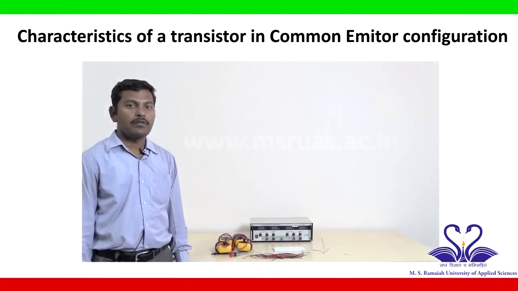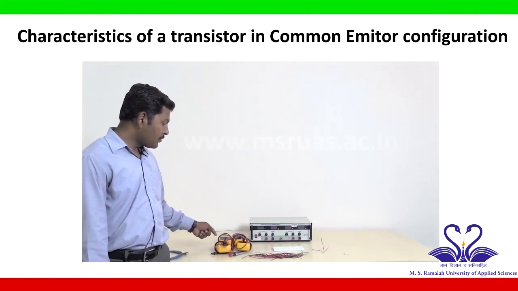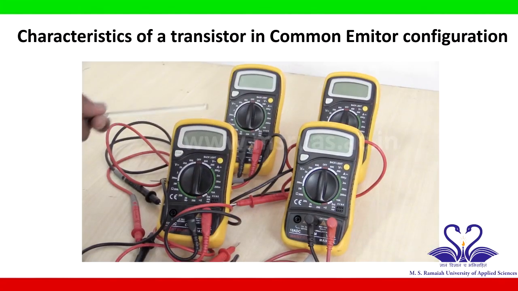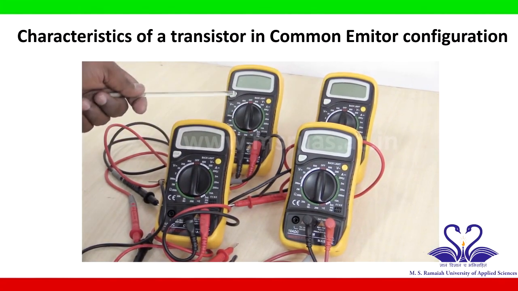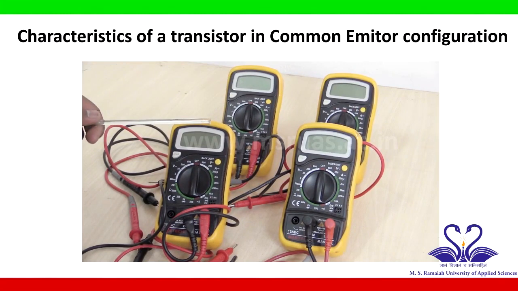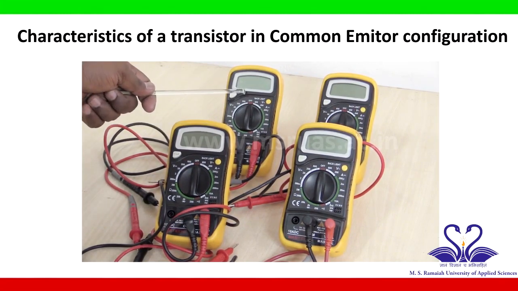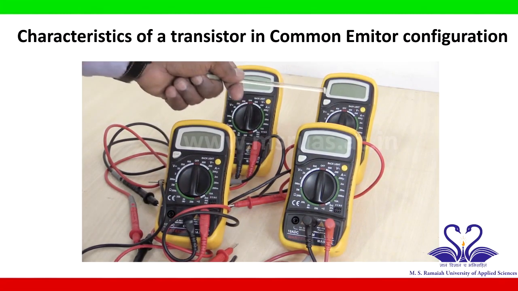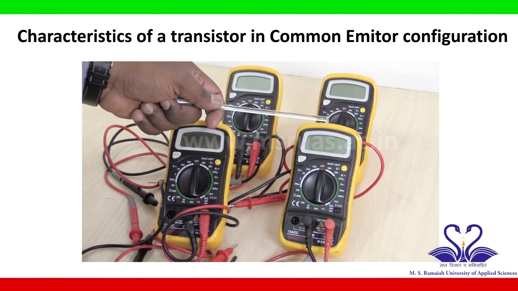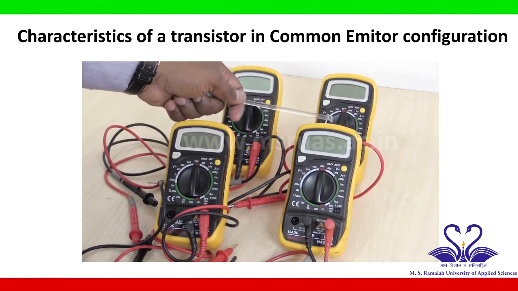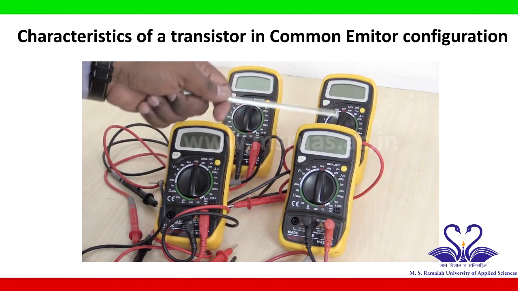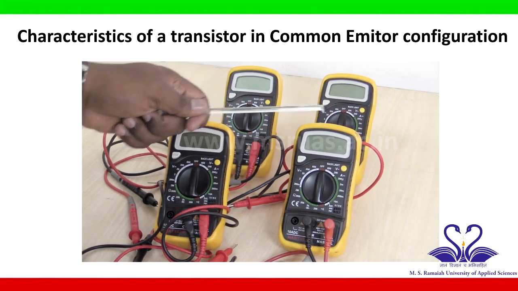Components required for the experiment are 4 multimeters. In this experiment we are using 4 multimeters. Out of 4, 2 multimeters are used as voltmeters, one for input voltage and one for output voltage, and another 2 multimeters are used as ammeters, one on the input side and one on the output side.